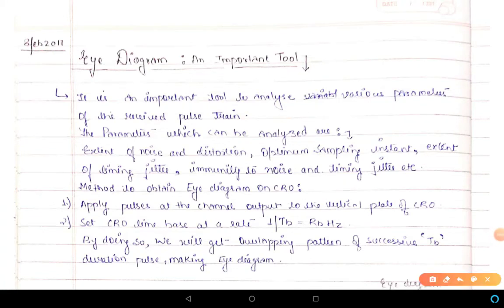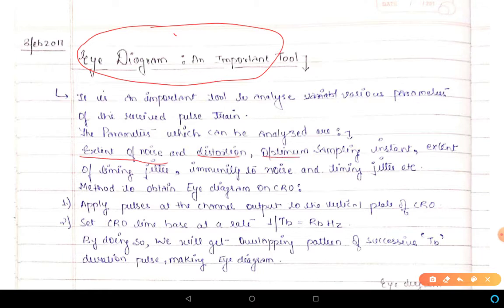Now in this lecture, in this session, we'll discuss something which is called the eye diagram. The eye diagram is an important tool in communication engineering, which is basically used at the receiver to know various impairments in the communication channel. What are the different impairments of the communication channel that can be seen using the eye diagram? The extent of noise, distortion, optimum sampling, extent of timing jitter, immunity to noise, timing jitter. These are the parameters that can be evaluated just by looking at the eye diagram.